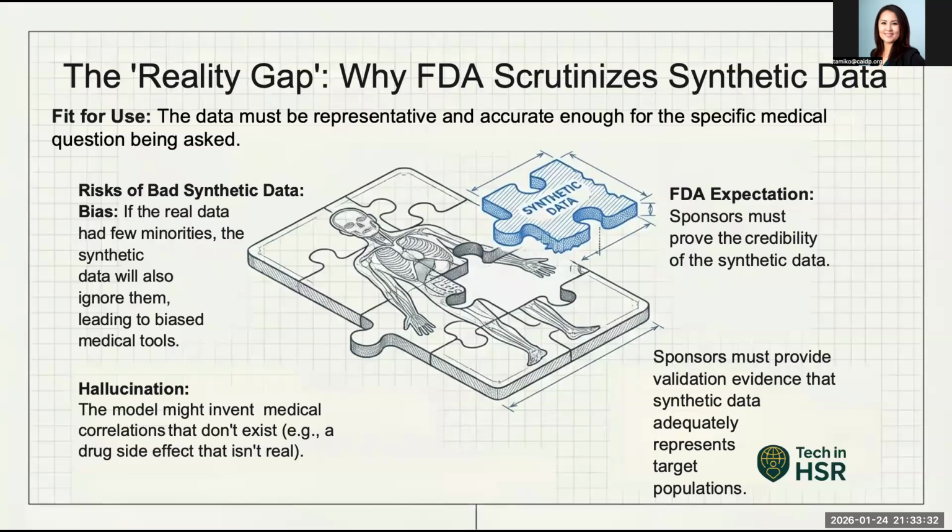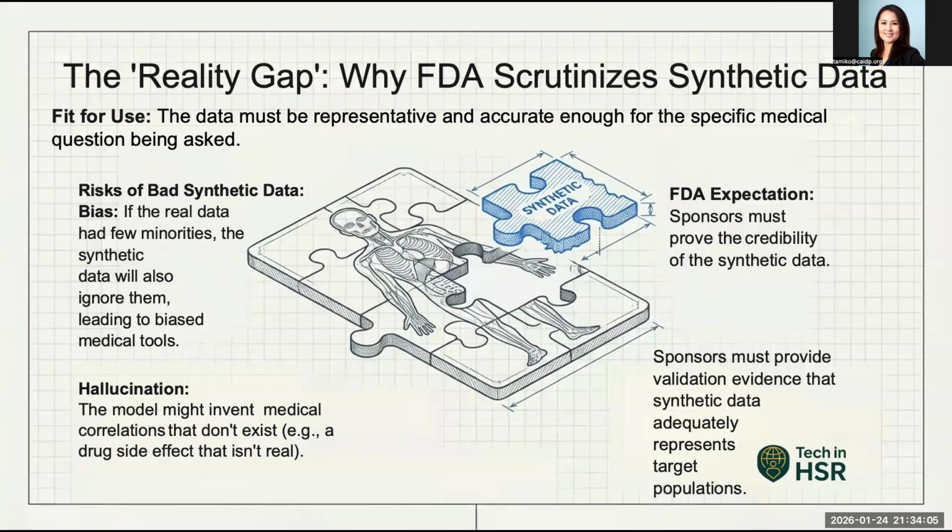The second risk is hallucination. Most people are aware of this. The model might invent things like diagnoses that don't exist, or emergency department visits that never happened, or medical correlations that don't exist in reality. For example, a synthetic data set could suggest a drug side effect that doesn't exist or create spurious correlations between symptoms and diagnoses. These aren't just theoretical concerns, they directly impact patient safety, and we see them happening today.